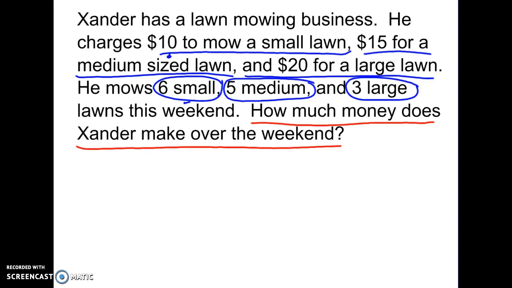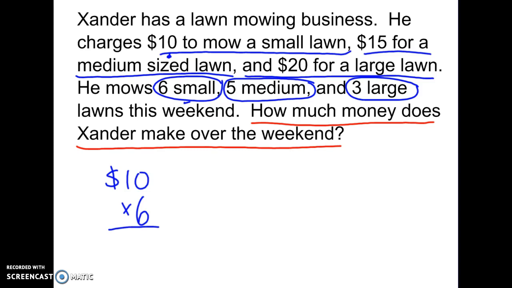So there's 6 small lawns at $10 per small lawn. So that tells me that $10 for a small lawn is for one small lawn, but he has mowed 6 lawns, so that means he's going to get that 6 times. He's going to get $10 6 times because he mowed 6 small lawns.